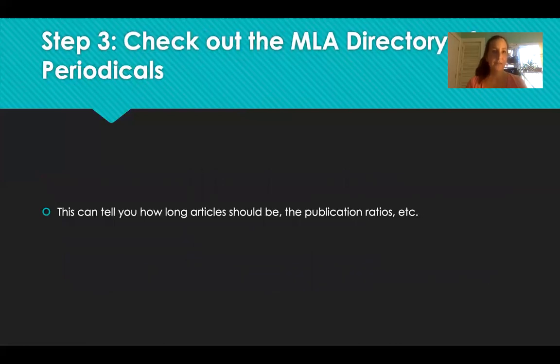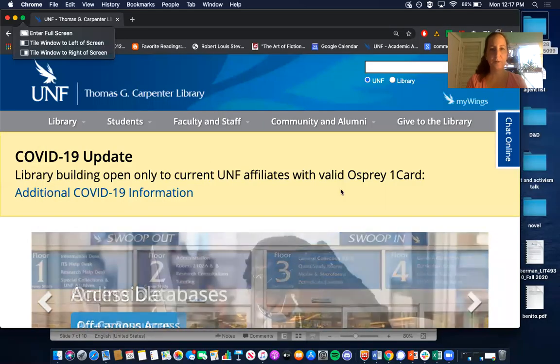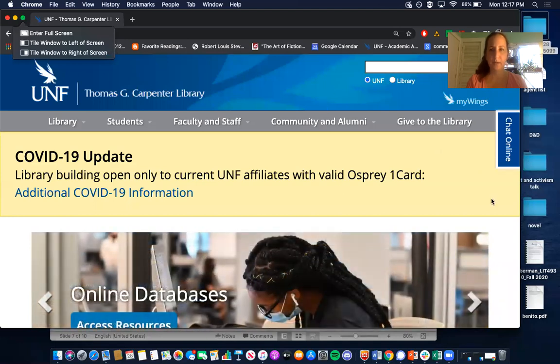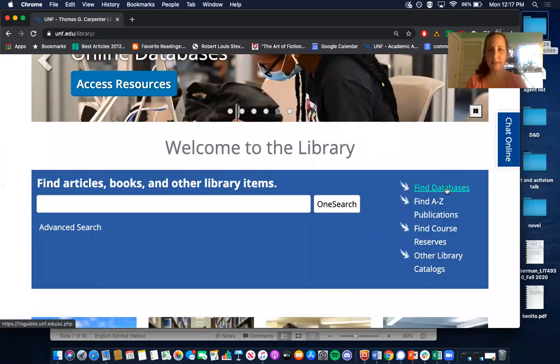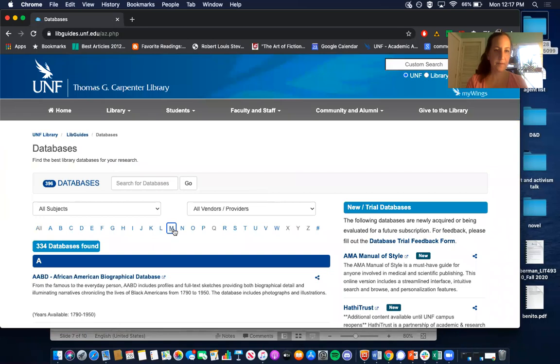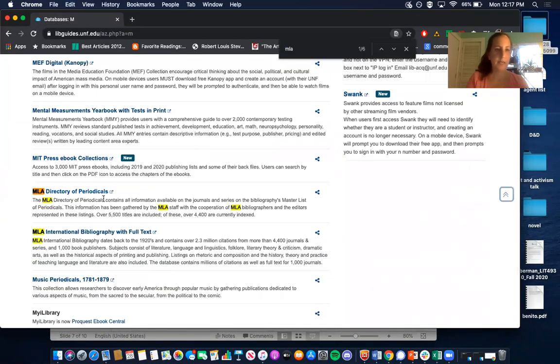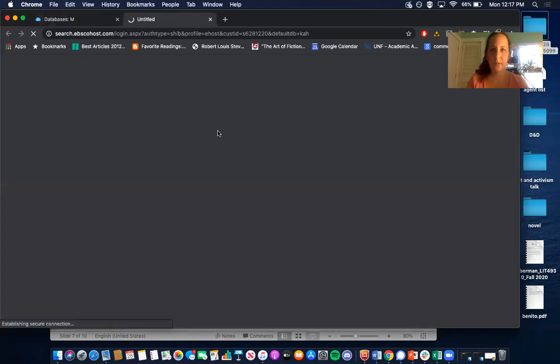Check out the MLA directory of periodicals. I'm actually going to take you there so that you get a sense of what this looks like. So if we start at the UNF library website, we're going to go to databases, and I'm going to go to M because it's MLA directory of periodicals.